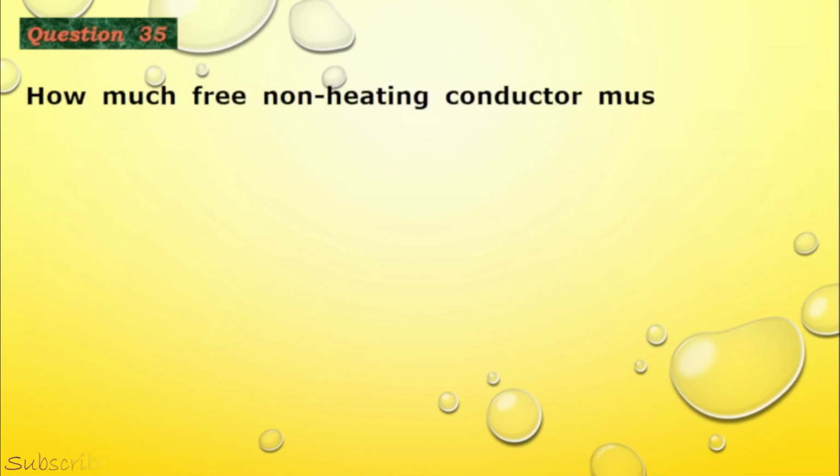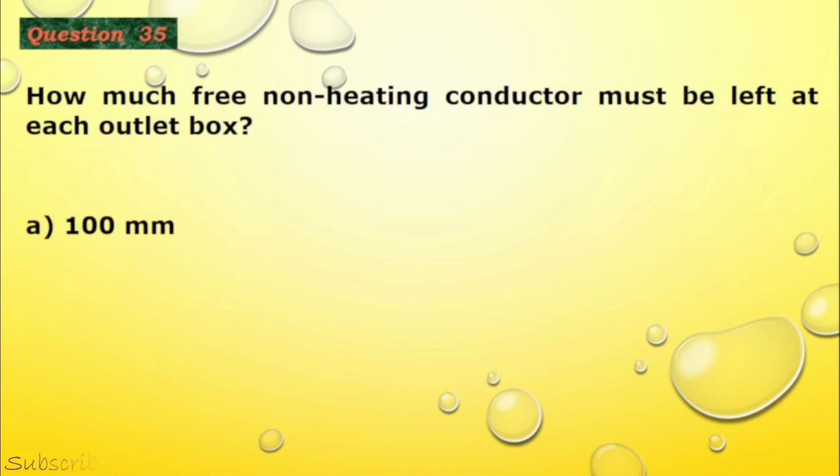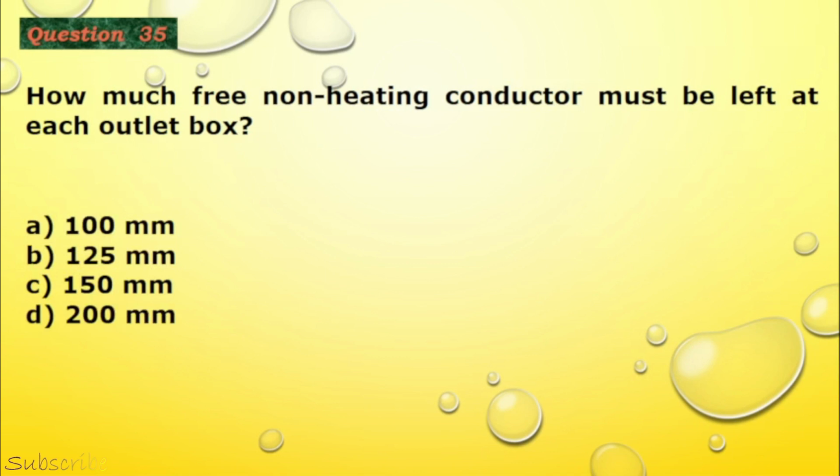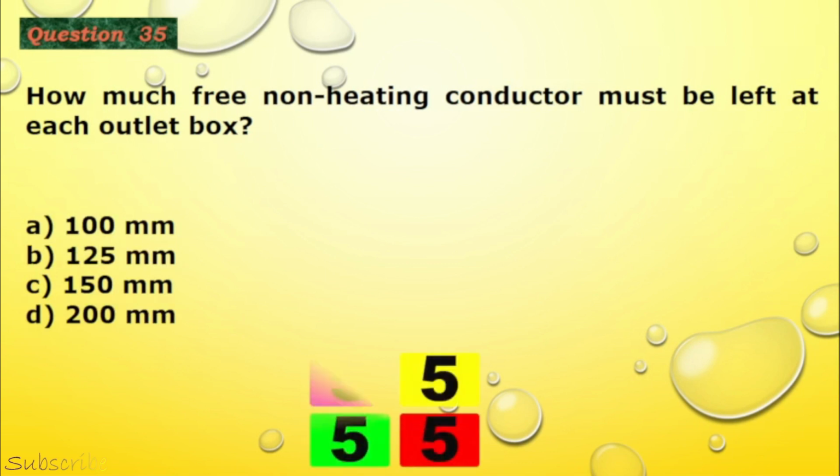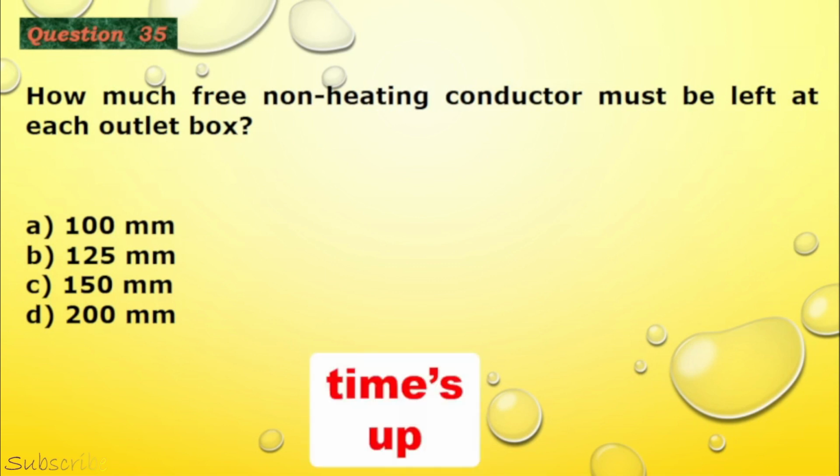Question number 35. How much free non-heating conductor must be left at each outlet box? A. 100 mm. B. 125 mm. C. 150 mm. D. 200 mm. The correct answer is letter C. 150 millimeters.